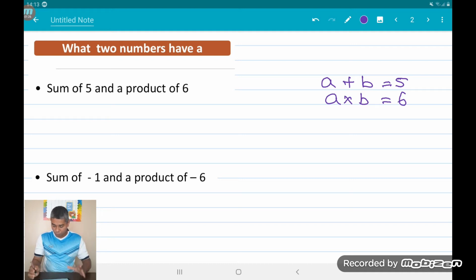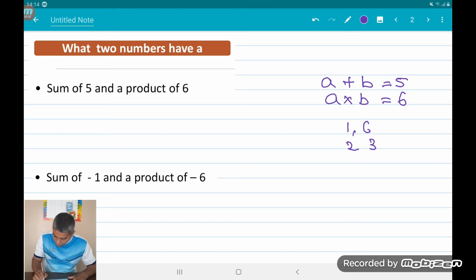When you are looking at this problem, you know that the product should be 6. What are the factors of 6? The factors of 6 are maybe 1 and 6. If you multiply, you will get 6. 1 times 6 is 6. The next one is maybe 2 and 3. 2 times 3 is also 6. These are the factors, am I right? One of these should be the right answer.